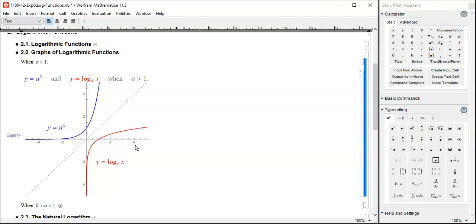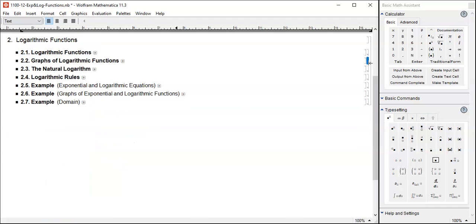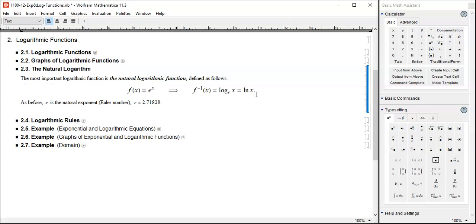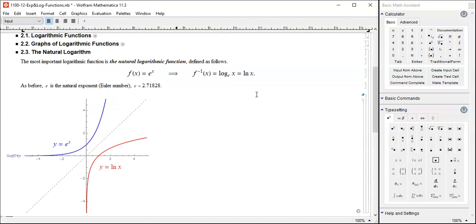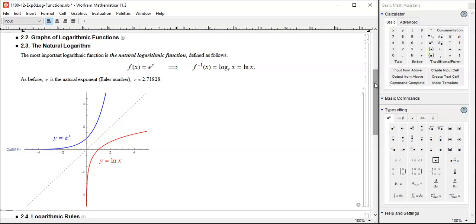Anyway, here's very, very important graph, and then a special case of that very, very important case is repeated here when a is e, 2.718, natural exponential case. Similar graph as before, similar properties.